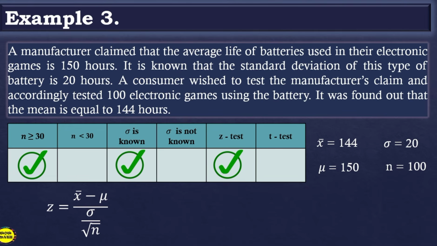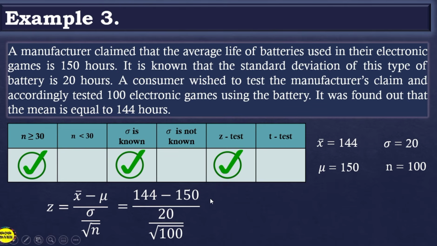So, using the formula, substitute the given values in the formula. So, 144 minus 150 divided by 20 over the square root of 100. Thus, after nyo ma-simplify, the computed Z value is negative 3. So, pwede nyo yan i-double check yung sagot natin.